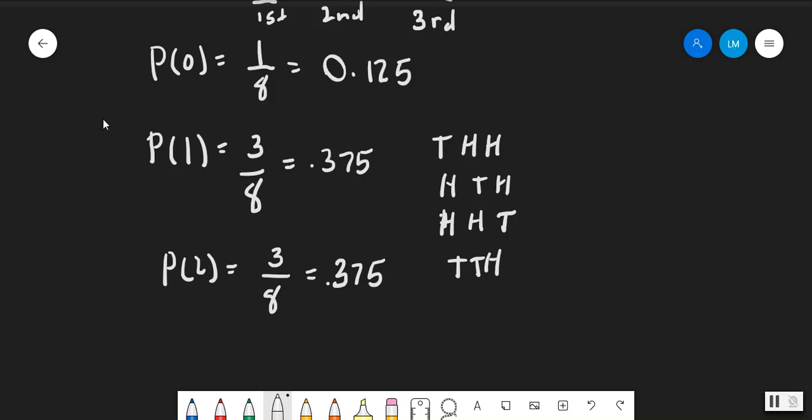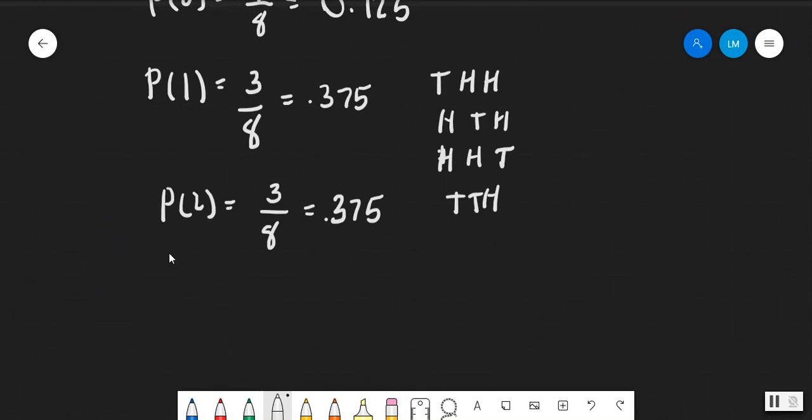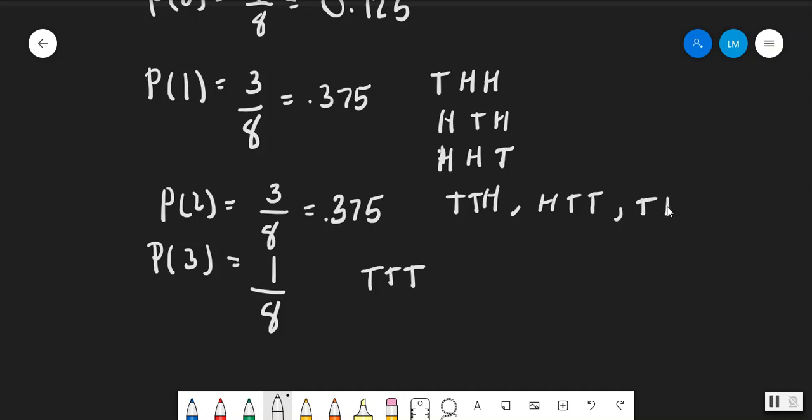Now, the last but not least outcome is whenever we have the probability of 3, which is equal to, well, that's just really one outcome. So that's 1 out of 8. What is that one outcome? That outcome is tails, tails, tails. So this tells us that this is going to be 0.125. Okay, so that gives us the last one.